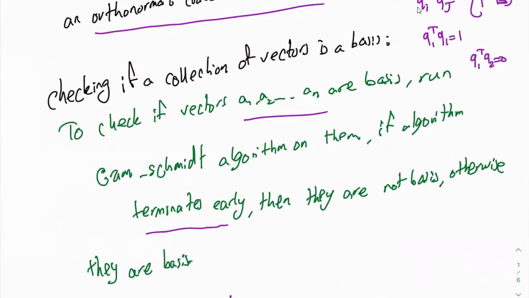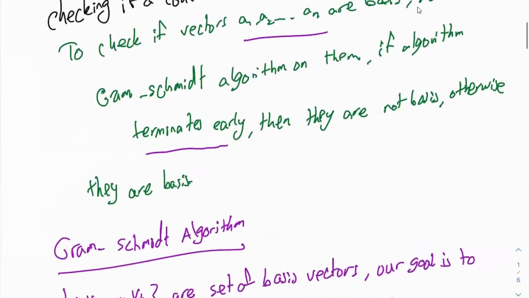The algorithm is very simple. Every time you pick one of these vectors, you perform the Gram-Schmidt algorithm. If the algorithm terminates early, then they are not independent, and therefore they cannot be basis vectors. Okay, so now let's see what the Gram-Schmidt algorithm is.